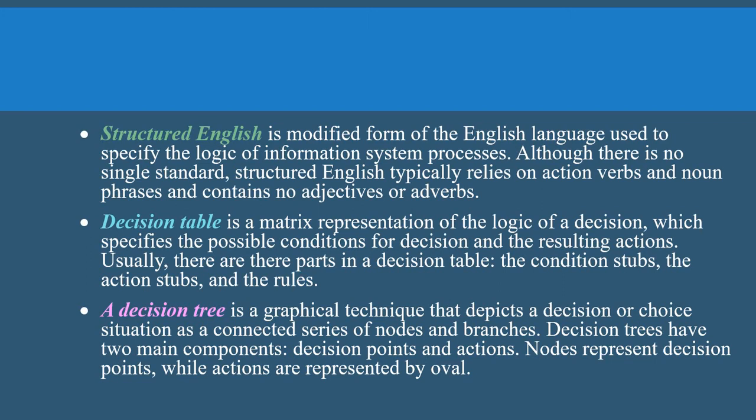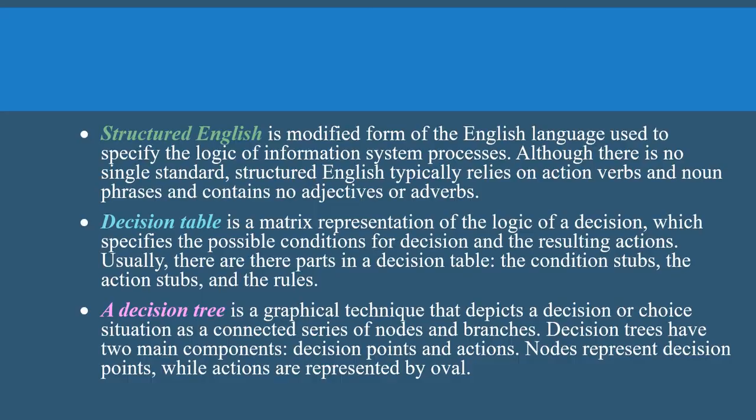Next, we have a decision tree. A decision tree is a graphical technique that depicts a decision or choice situation as a connected series of nodes and branches. Decision trees have two main components: the decision points and actions. Nodes represent decision points while actions are represented by ovals.